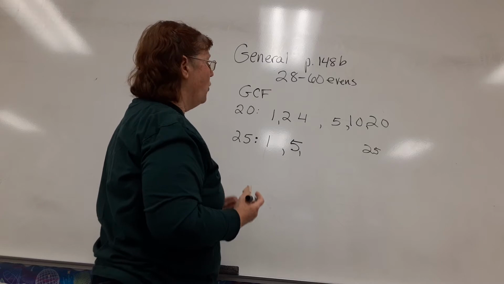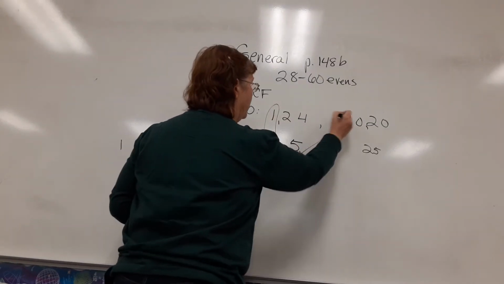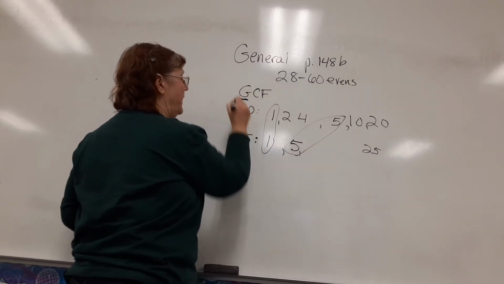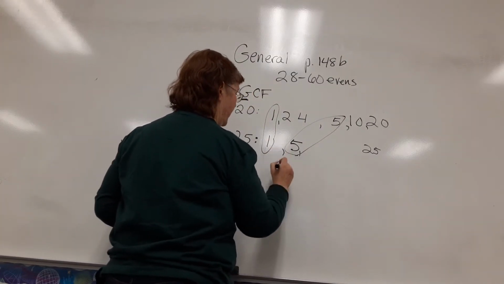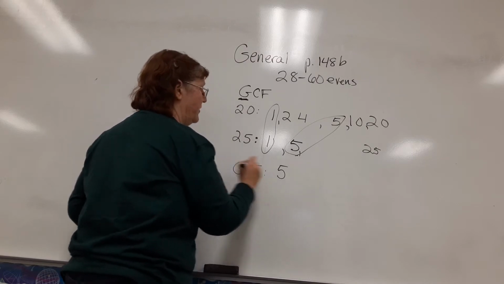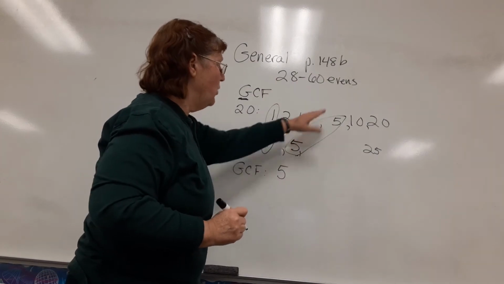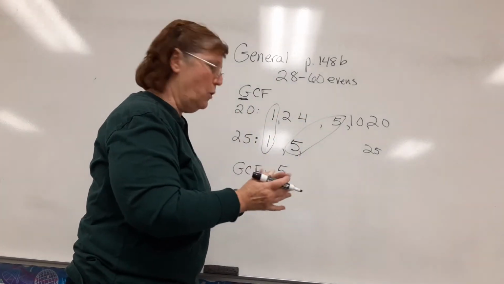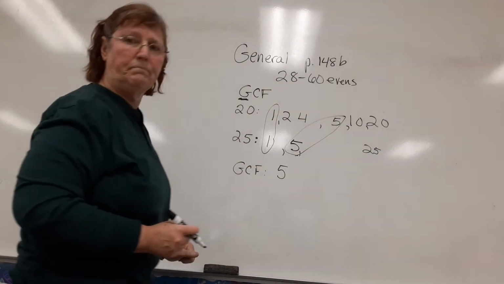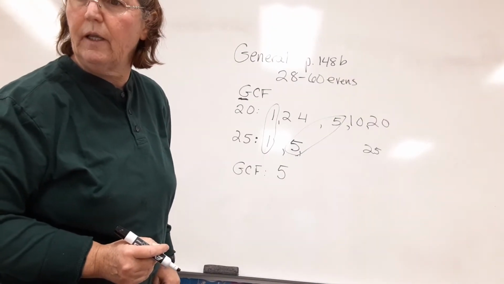So we need to know all the common factors right here. The common factors are 1 and 5, and we need the greatest, so my answer is 5. So the greatest common factor is 5. So you'll list all the factors out, and then you pick the biggest one that is in common with both of those. Okay? All right.